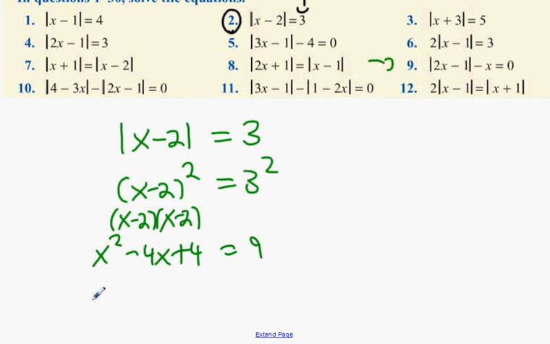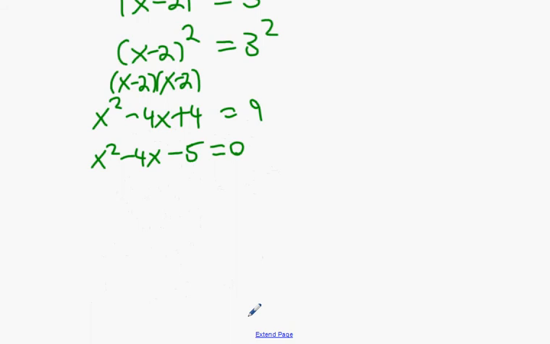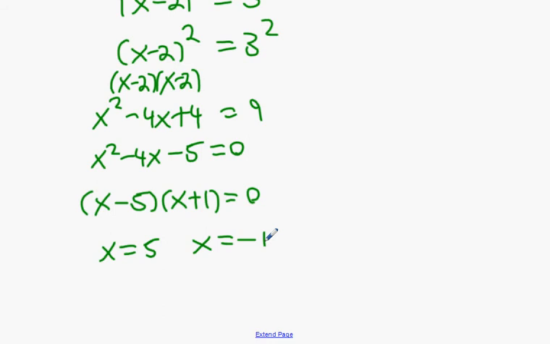Bring the 9 over to the other side, and it becomes a minus 5, because it's 4 minus 9, which is minus 5. And then factorize that. X minus 5 and x plus 1 equals 0. What are our two answers? 5 and minus 1. That's the answer we got first time, wasn't it? So look, two different ways of doing it.